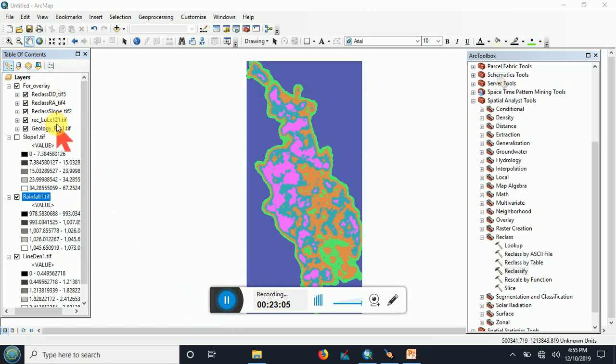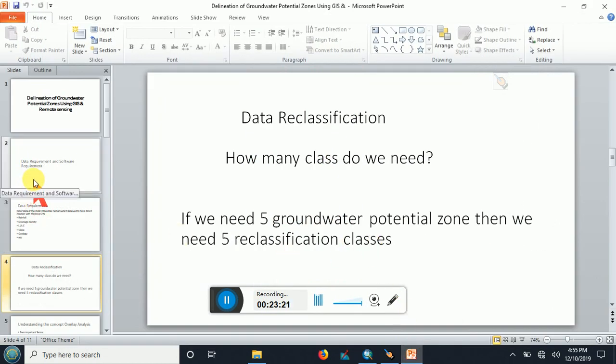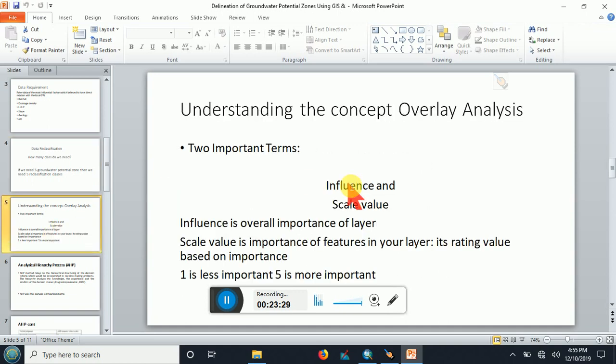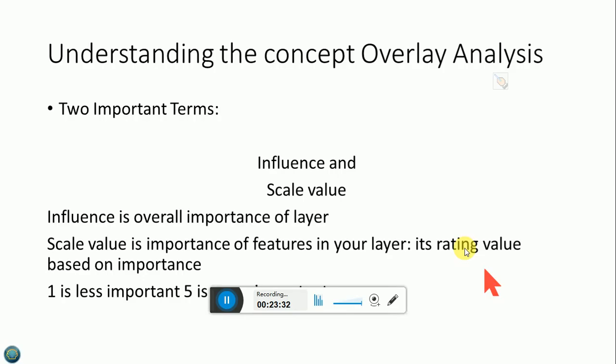So we have 5 reclassified thematic layers, and those are just the inputs that we are going to use during overlay analysis. So before we use overlay analysis, there are some things that you have to understand in order to use it. You have to understand the concept of overlay analysis. When you do overlay analysis, there are 2 important terms, we will see later during our exercise. The first thing is influence, and the other thing is scale value.